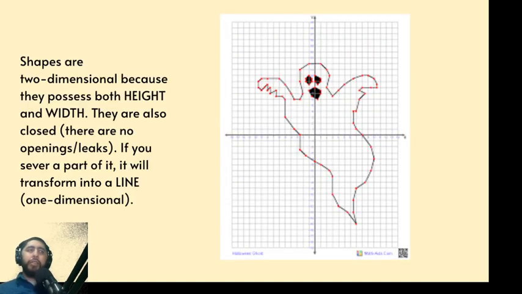So again, the line is basically one-dimensional. It exists in every dimension. But again, when we're talking about line, that's 1 dimension. And now we're talking about shapes, which are 2-dimensional. So I specifically wanted to use a graph because there's an x-axis and a y-axis, right?